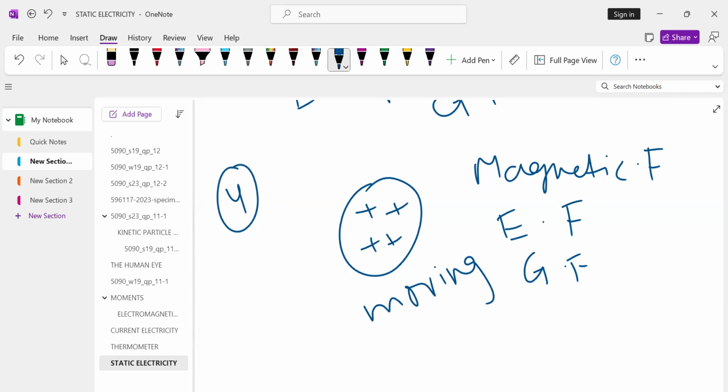If the body is uncharged and is at rest, it only has gravitational field due to its mass. And if the body is uncharged and it is moving, it will also have only gravitational field. But if it is charged and is at rest, it will have electric field plus gravitational field. And if it is charged and is moving, it will have magnetic field, electric field, and gravitational field. So I hope you understood these four cases. Thank you.